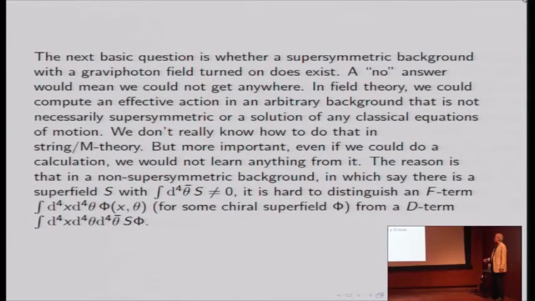The reason is that in a non-supersymmetric background, in which, say, there's a superfield S whose integral over the theta bars is non-zero, it's hard to tell the difference between an F term like this with some chiral superfield phi.